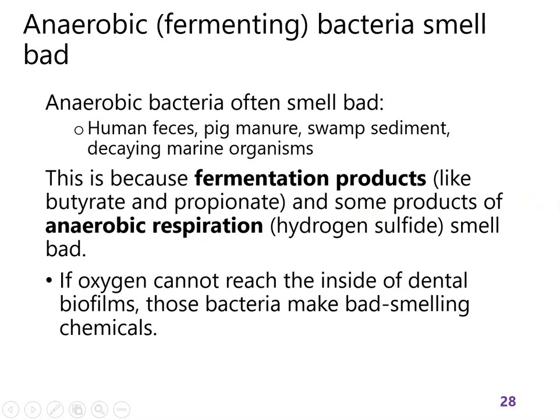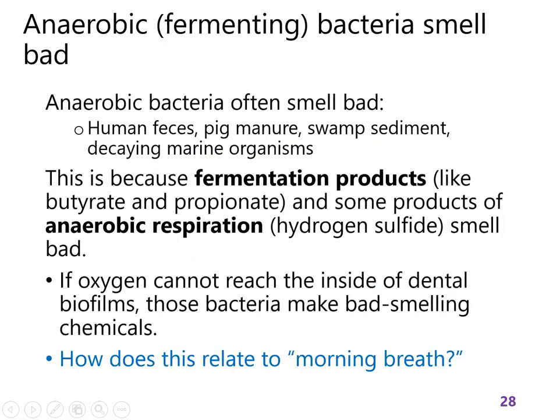Also, like dental biofilms, same thing happens. Morning breath is an example of anaerobic bacteria smelling bad. Why do you think that would happen? You tell me. So I guess pause. Well, you keep your mouth closed while you're asleep. Most people do. And you're not adding oxygen or air to it. And ultimately, you can create anaerobic environments in your mouth as bacteria use up the oxygen and start fermenting, and you smell bad.